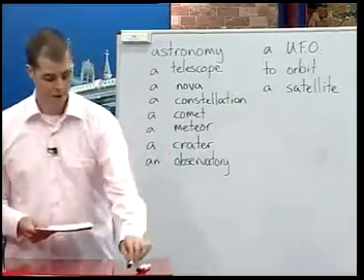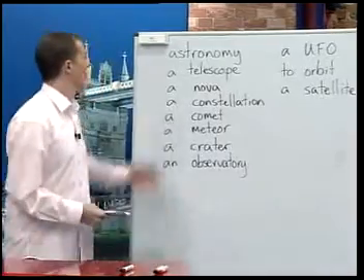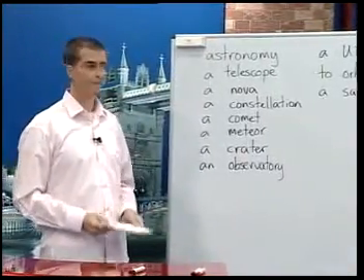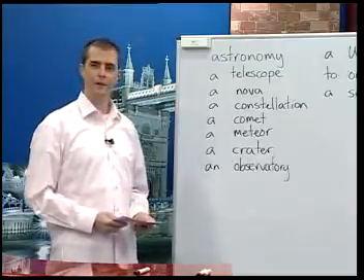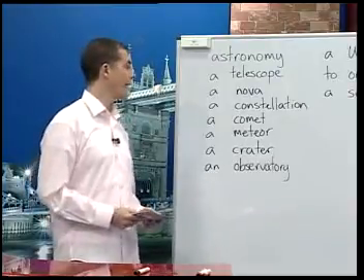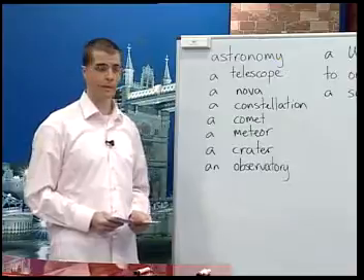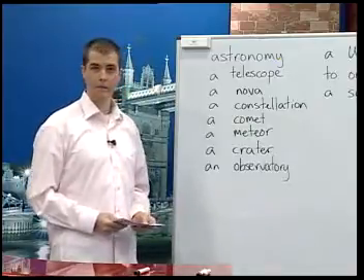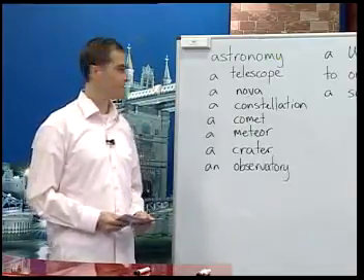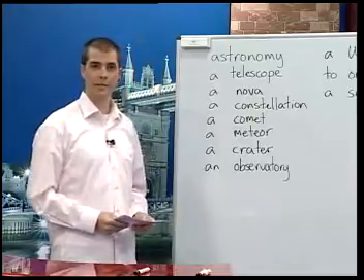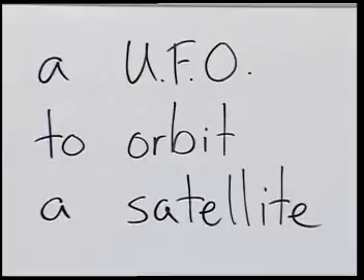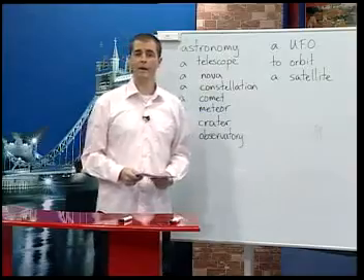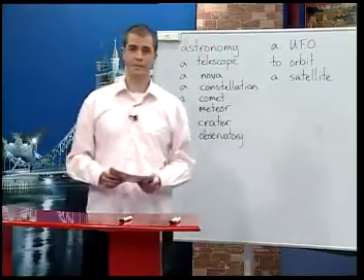Let's review these words. We have astronomy, a telescope, a nova, and a constellation. A comet, a meteor, a crater, an observatory, a UFO, the verb to orbit, and finally, a satellite.